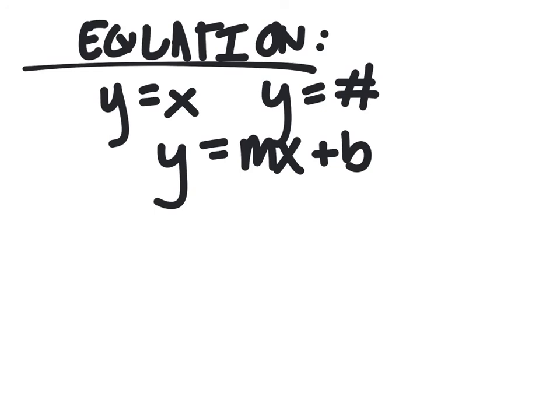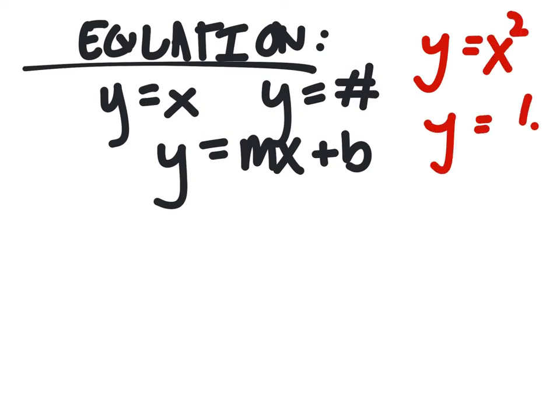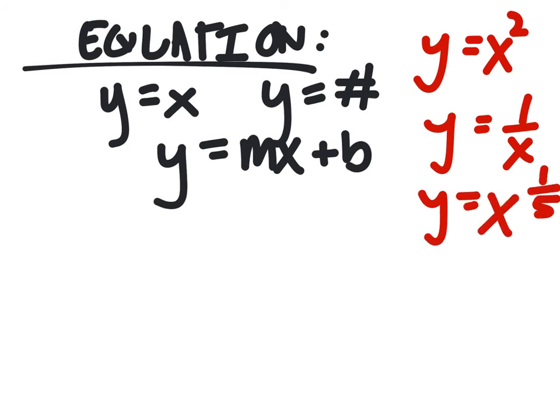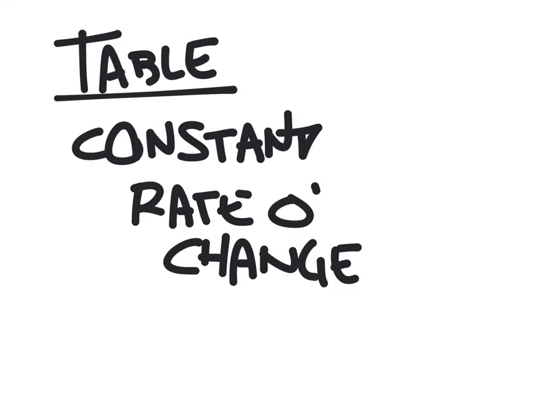Nonlinear ones will look like y equals x squared, y equals 1 over x, or y equals x to the power of 1/5, maybe a fractional exponent. Once we get exponents like that, then we get nonlinear functions. So that's equations. Simple enough. That's all we need to know about the tables: linearity will give us a constant rate of change. The graphs are pretty easy because you just look at it.